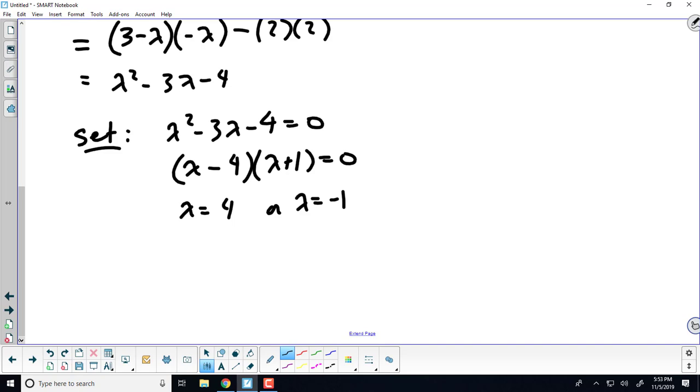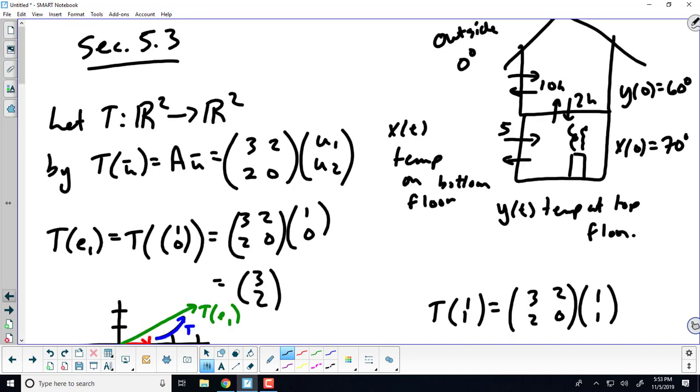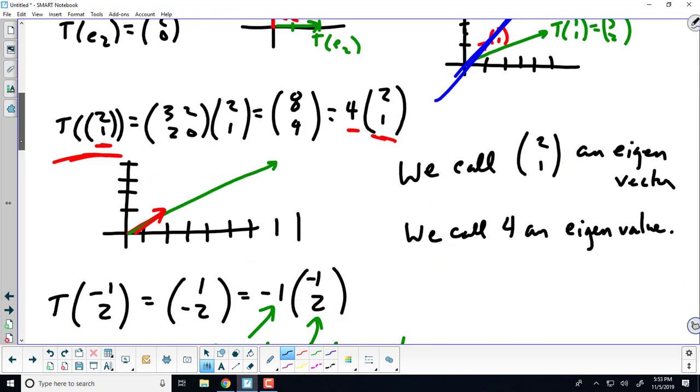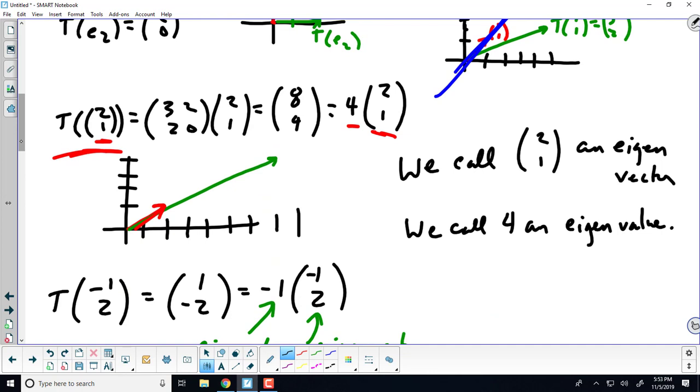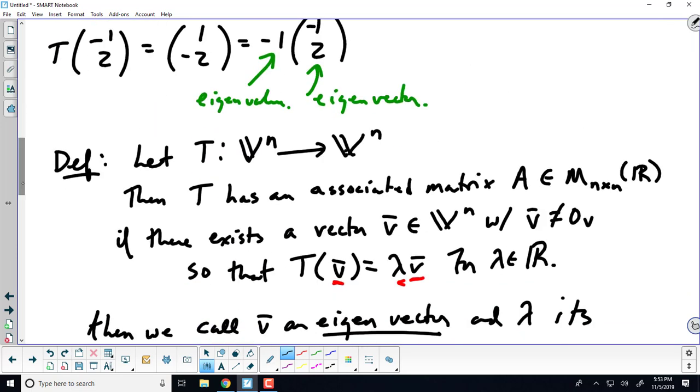Now, let's look at precisely what we did before. This was one of our eigenvectors. We plugged in 2, 1, and what did we get out? We got a multiple of 2, 1 out, right? What multiple? 4. And then we plugged in negative 1, 2, and we got a multiple of negative 1, 2 out. But specifically, what multiple? Negative 1. Do you see that we've just found our 2 eigenvalues?